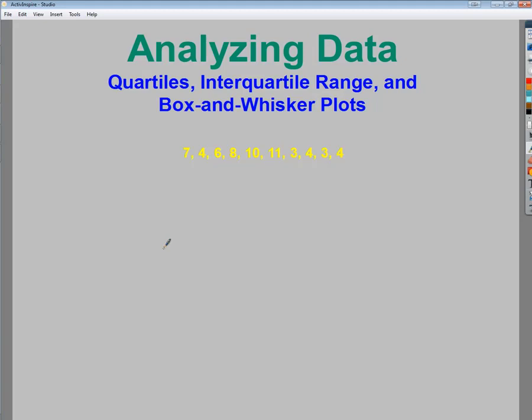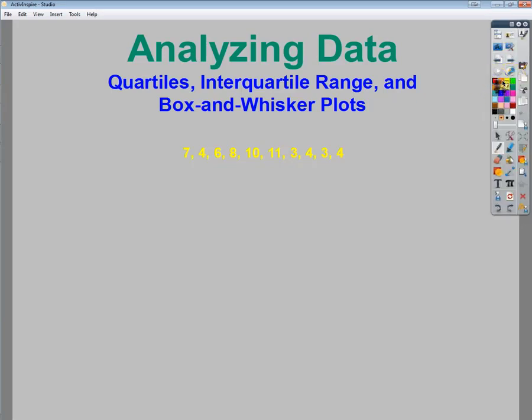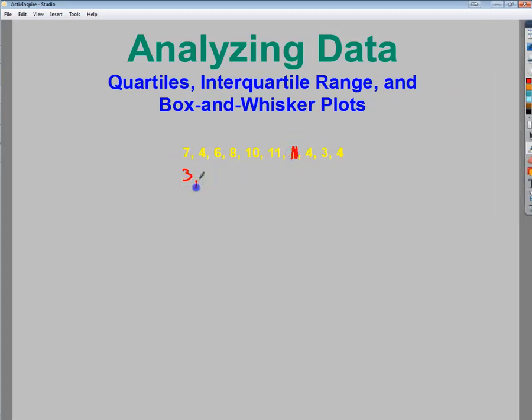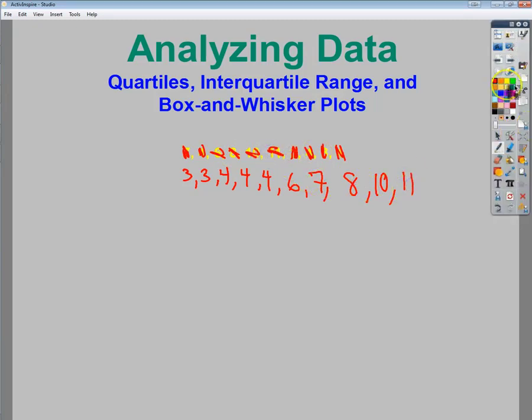The first thing that I need to do is rewrite it in such a way that I have it in numeric order. So ascending, preferably. 3, it's kind of McDonald's colors now, 3, 4, 4, 4, 6, 7, 8, 10, and 11.